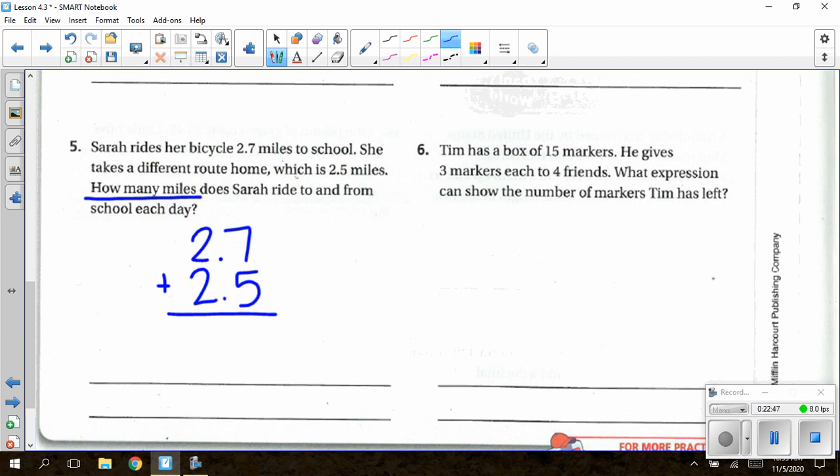For number 6, Tim has a box of 15 markers. He gives 3 markers each to 4 friends. What expression can show the number of markers Tim has left? So again, we're trying to find the expression. We are not solving to figure out how many markers he actually has left. So we know we need to start with 15. And we know that there are 4 friends, and each friend is getting 3 markers. So you are going to have to figure out what you need to do with that 3 and 4. What operation is that each telling you to do?